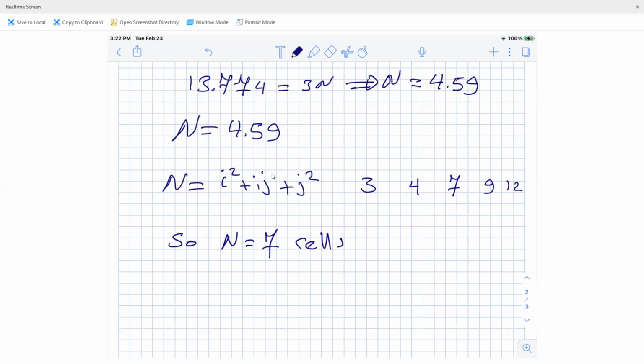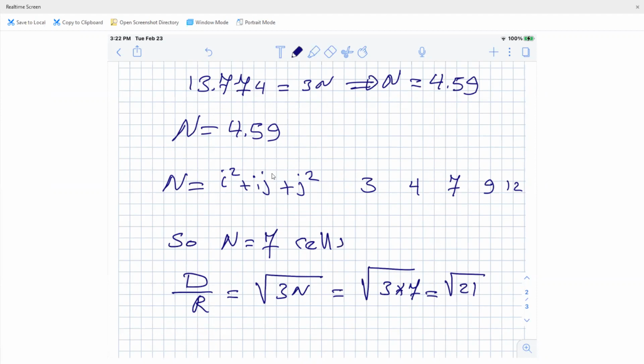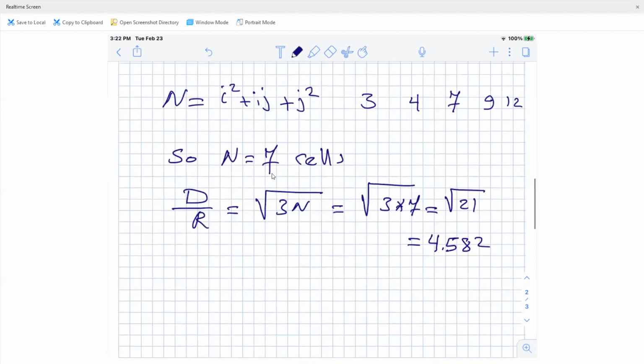Well, remaining is the D over R, which is the reuse distance or ratio. It will be square root of 3n, and this will be 3 multiplied by 7, so square root of 21. Okay, so we are going to determine the square root of 21, which is 4.582.